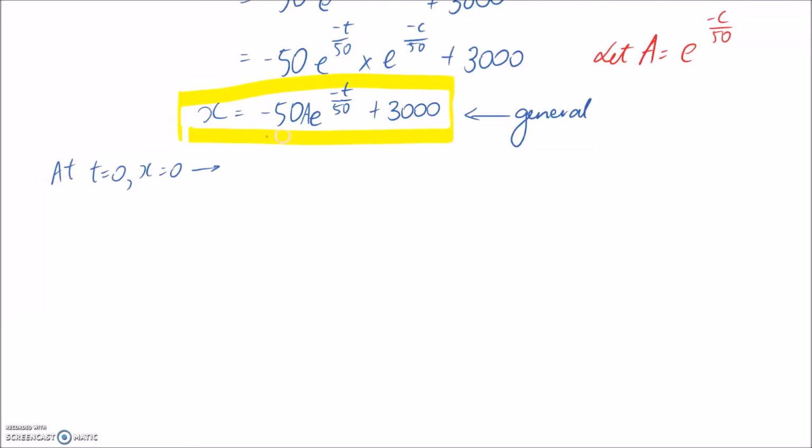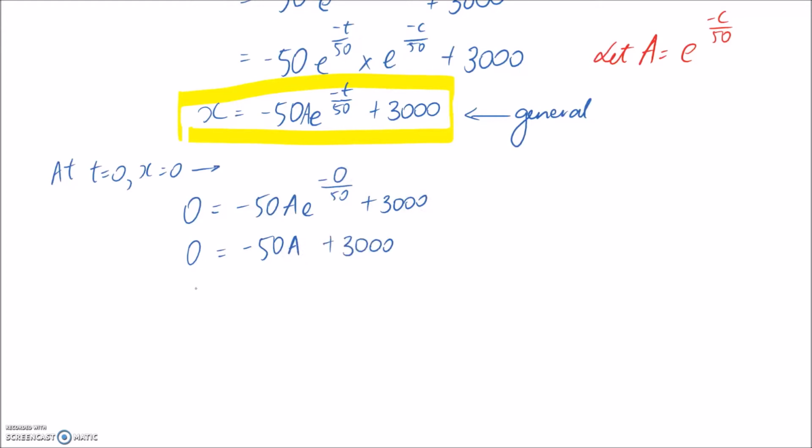So let's go ahead and substitute this in. So x is going to 0, and time is going to 0. So here we've got e to the power of 0, and we know that anything to the power of 0 is 1. So this is just going to simplify to 50a, and then we've got our plus 3000.